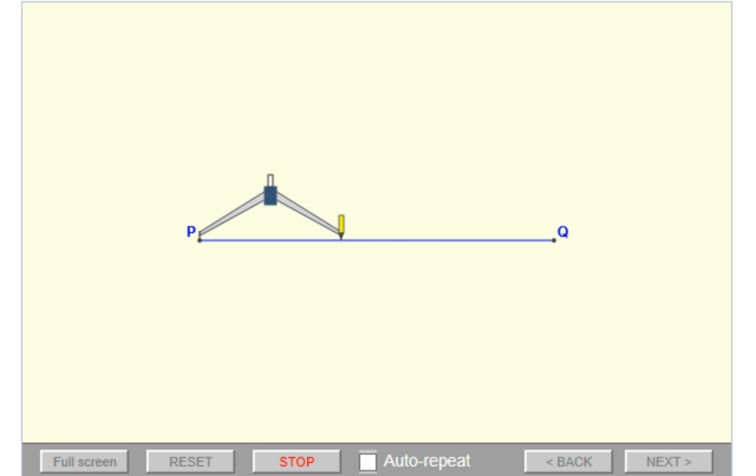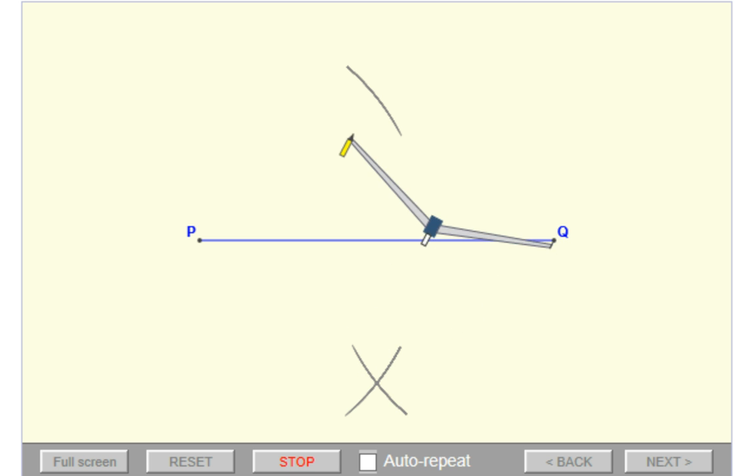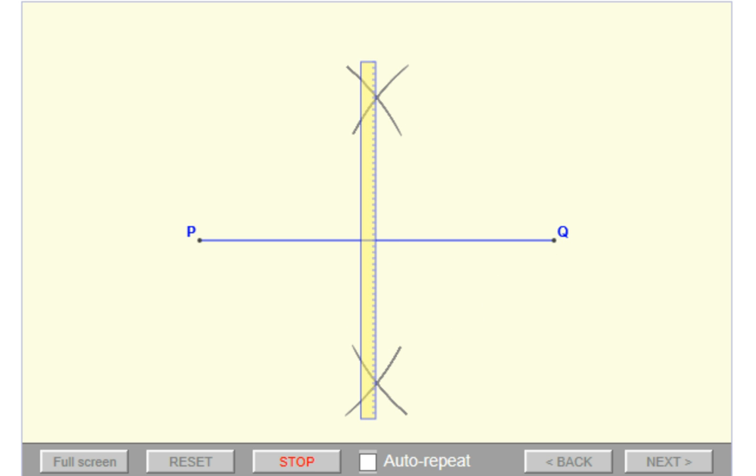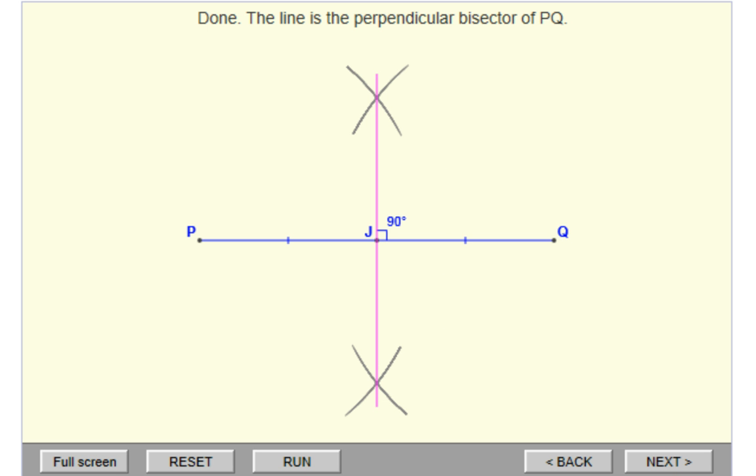There's our line segment. We're going to stretch the compass out more than half the length of that line segment and make arcs above and below. And then without moving the compass's position, we're going to do the same thing from the other side of the line segment. And then if we connect up the intersections of those two arcs, what we'll have is a line segment that is perpendicular to line segment PQ, and it also cuts line segment PQ exactly in half.